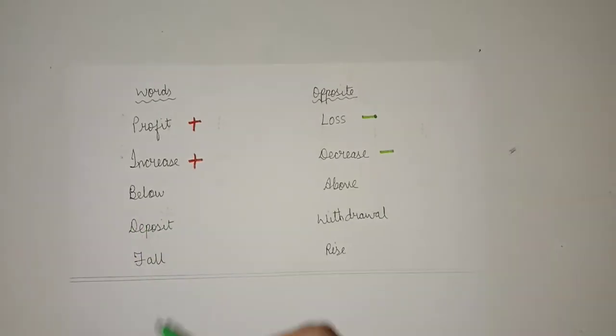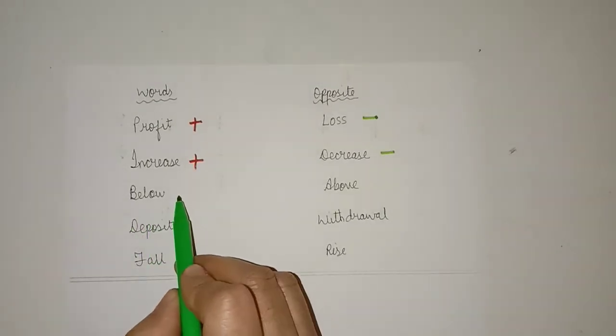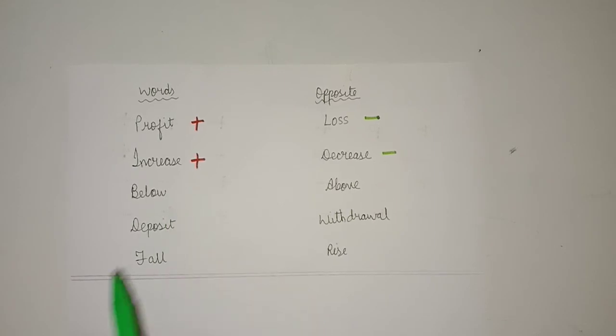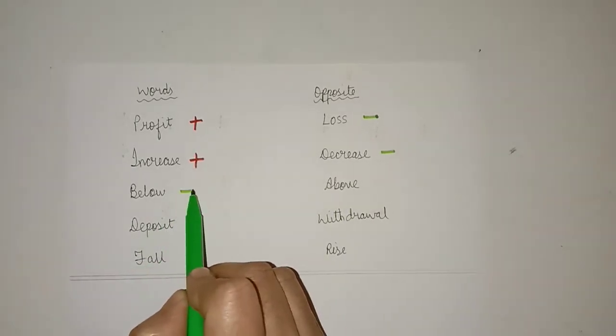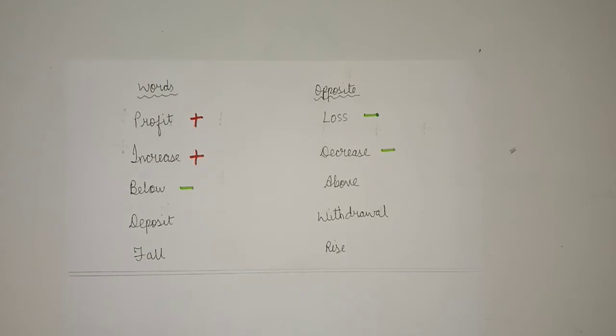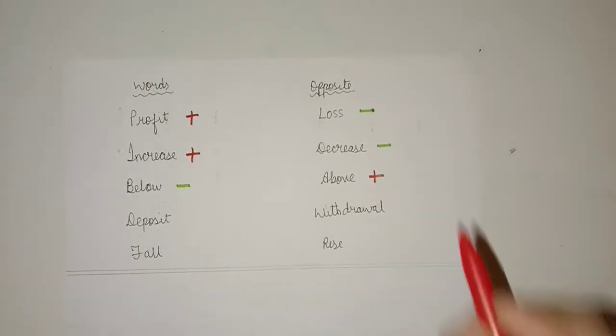Now let's see below. Below means down. Below, plus or minus? If you're thinking it's plus, then it's not correct. Below should be minus, and when we say above, it should be plus.